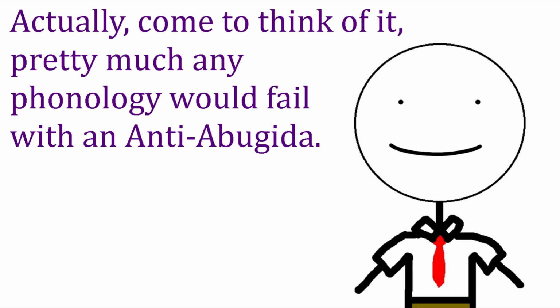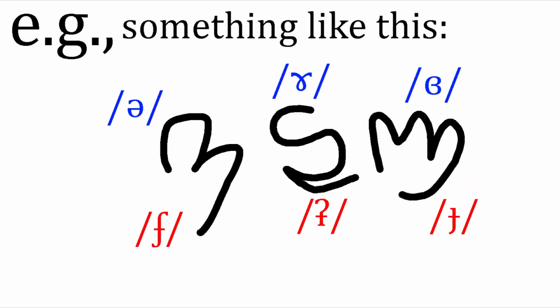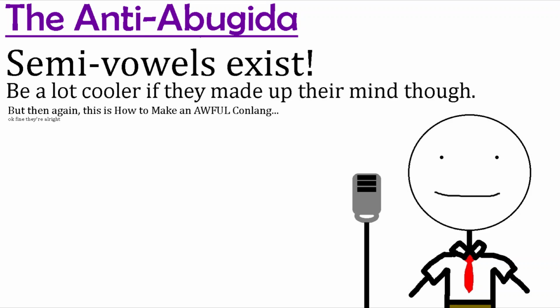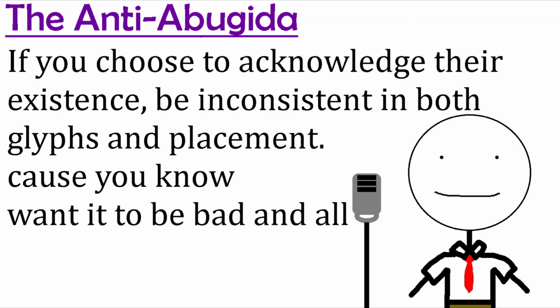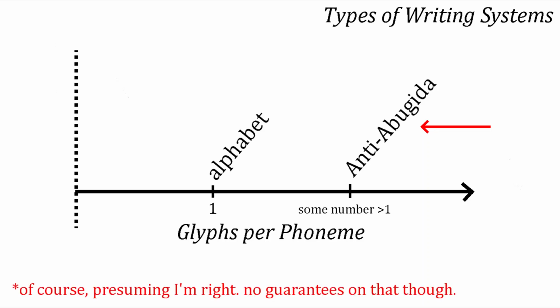If your conlang is consonant-heavy or vowels are lacking, then we find ourselves in a very similar situation to the previous video, with just the roles of vowels and consonants reversed. By the way, if your conlang has any semi-vowels, this would be a very good time to be inconsistent with both glyphs and placement in the anti-abugida or standard abugida structure. The anti-abugida would fall somewhere here on our glyph per phoneme graph, of course dependent on how incompatible a language's phonology is with the system.